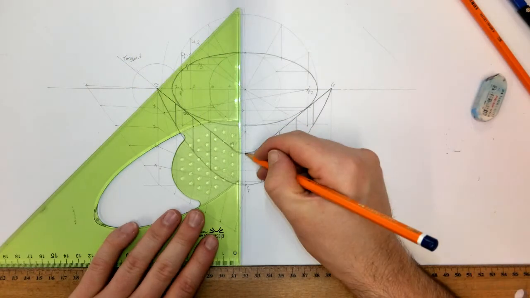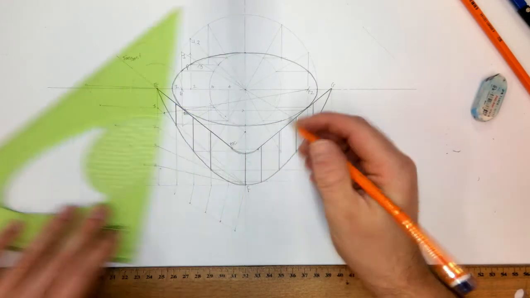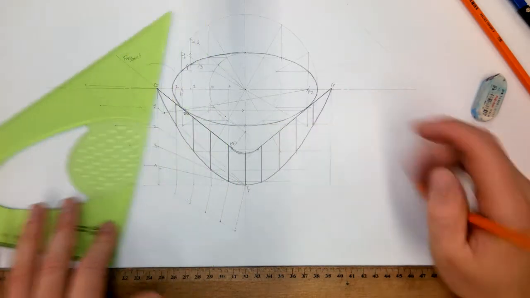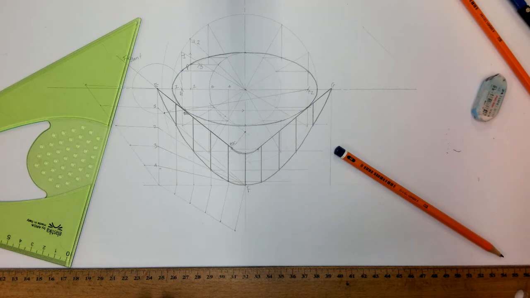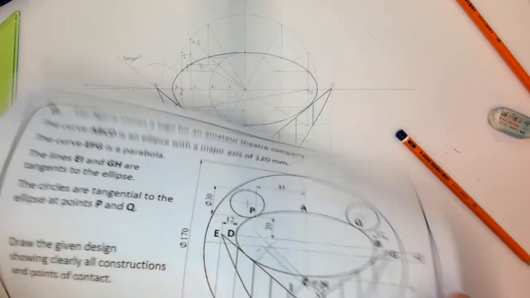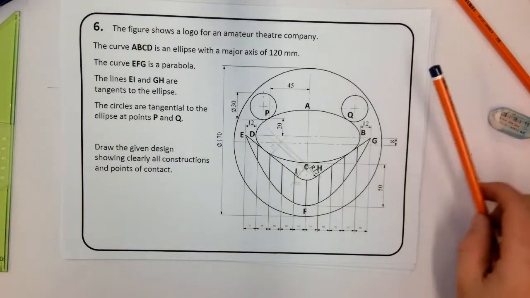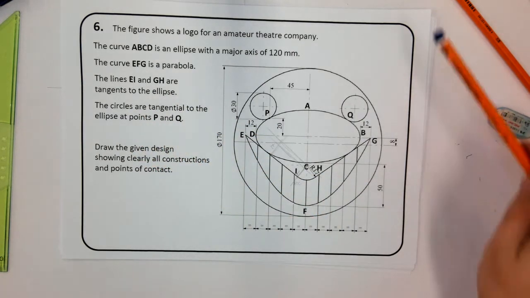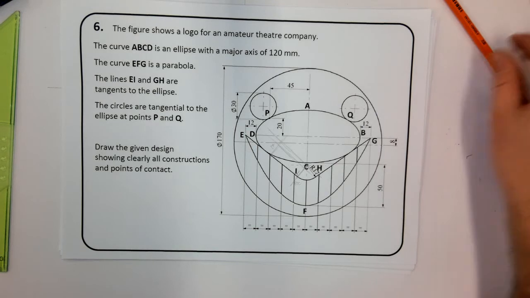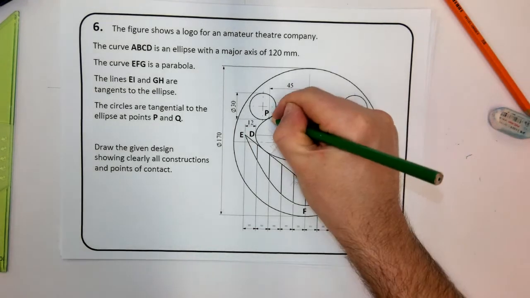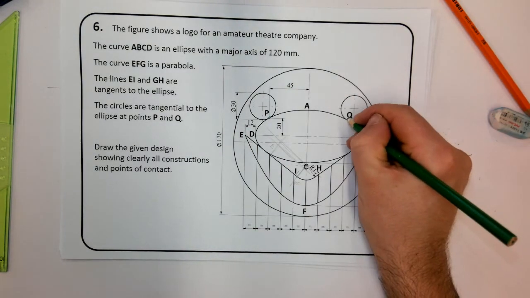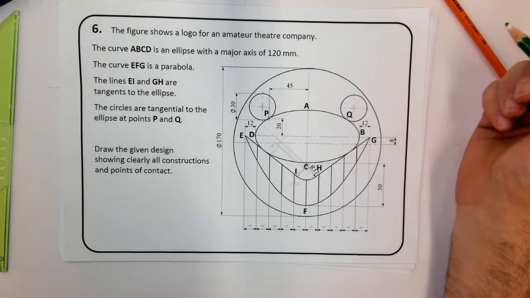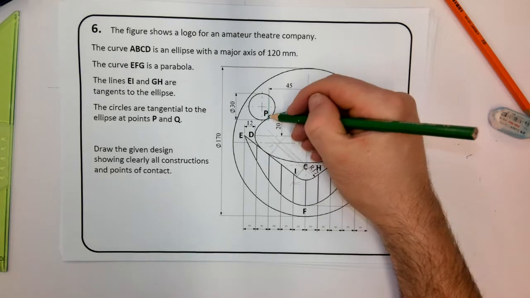I'll fix that now, 1 sec there. That has to be better. So fix that. Right, so we've that done. Now next part. The circles are tangential to the ellipse at points P and Q. So points P and Q. Now P we have. Okay, Q might be a whole different challenge.